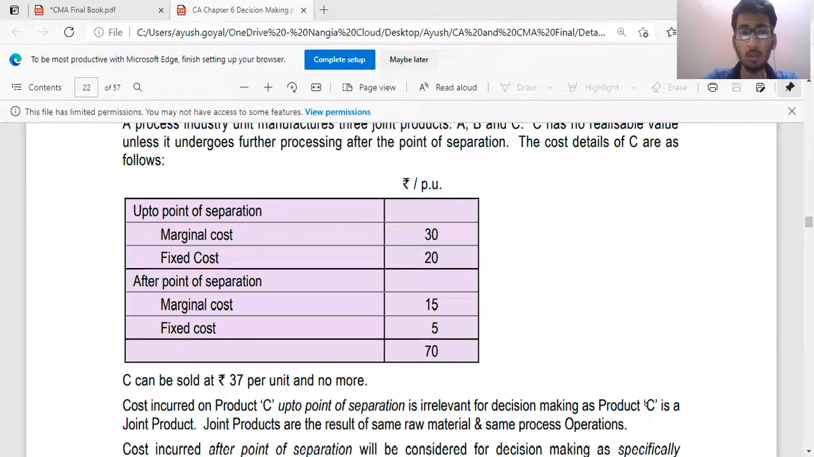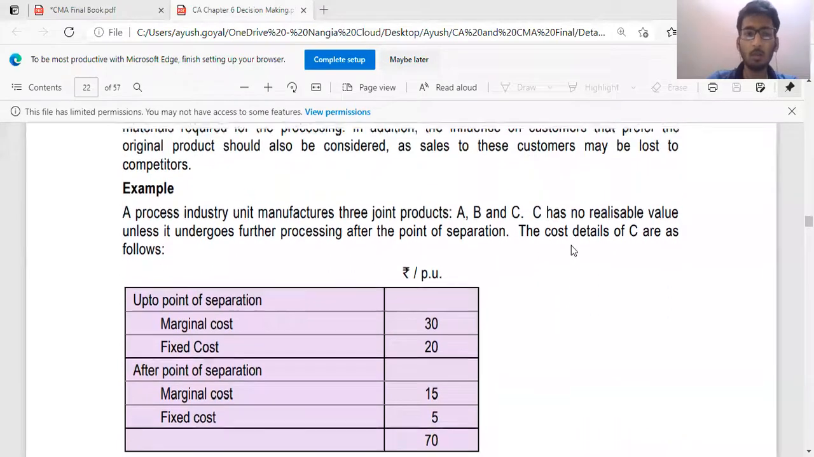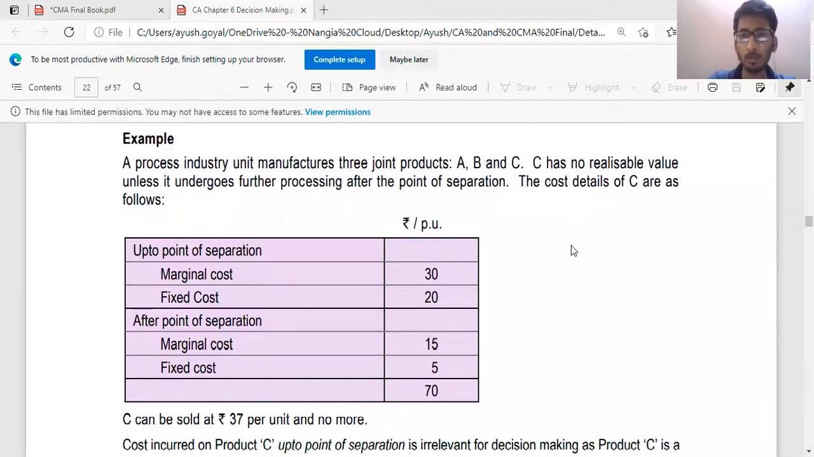So let's see one example given in the book. As I told you, there is no question in the CMA final study material related to this, but to make you understand the concept, we are discussing one example. I think in the test or knowledge section of CA final as well, there is no question given. So let's see the example.